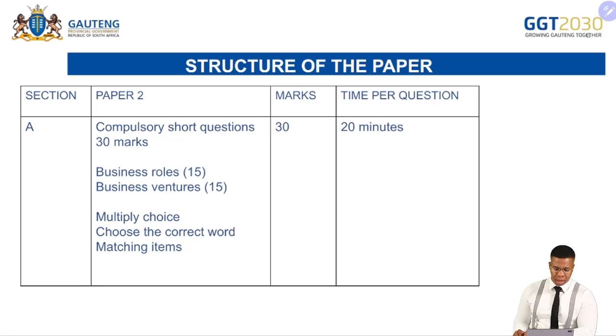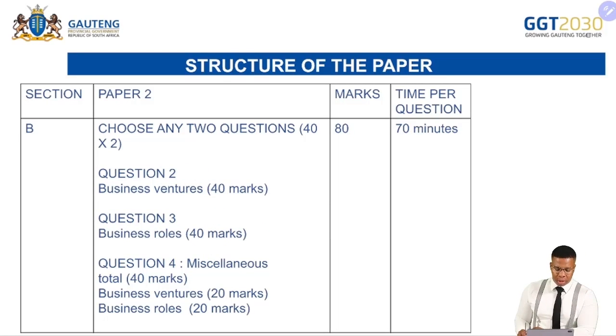We are having 10 topics. So the structure of the paper will be having three sections. We have section A, section B, and C. Now, with your section A, in your paper 2, you'll be having your compulsory short questions, which will be allocated 30 marks, and you'll be having 15 marks from your business roles and 15 marks from your business venture. And then the types of questions that will be assessed in your section A will be 1.1, your multiple choice, 1.2 will be your choose the correct word, and 1.3 will be your matching items. And the time allocated for that section would be 20 minutes.